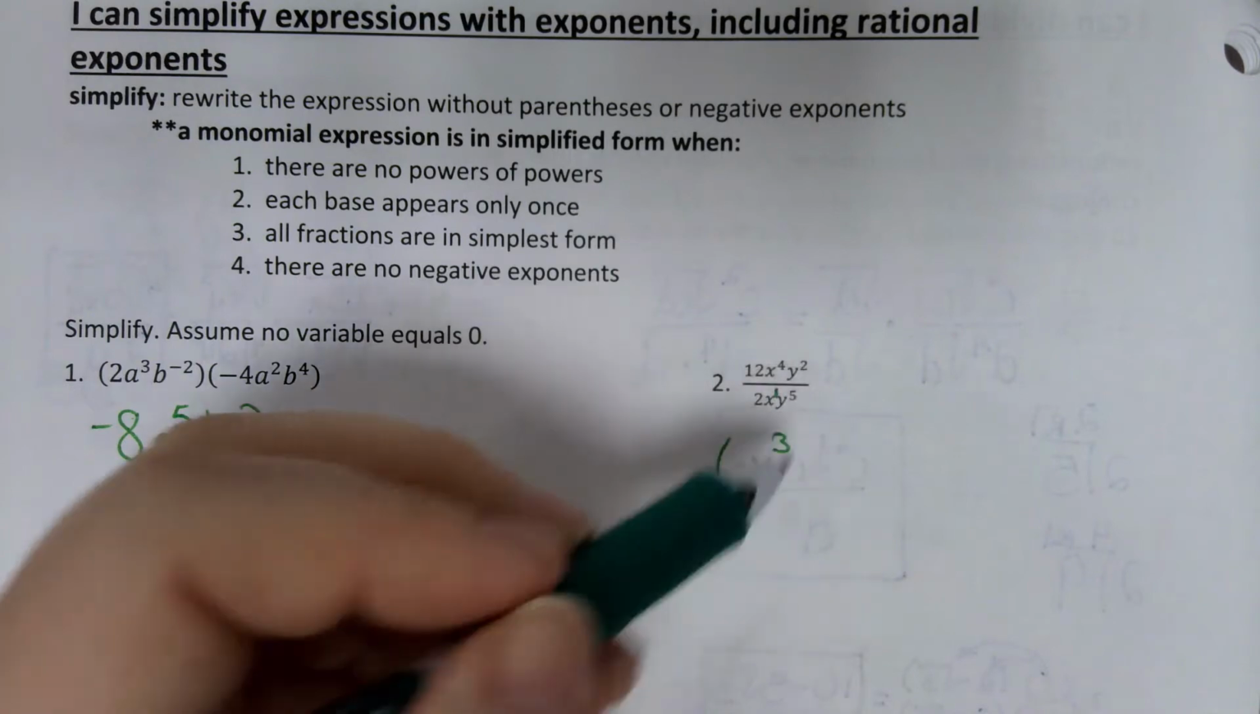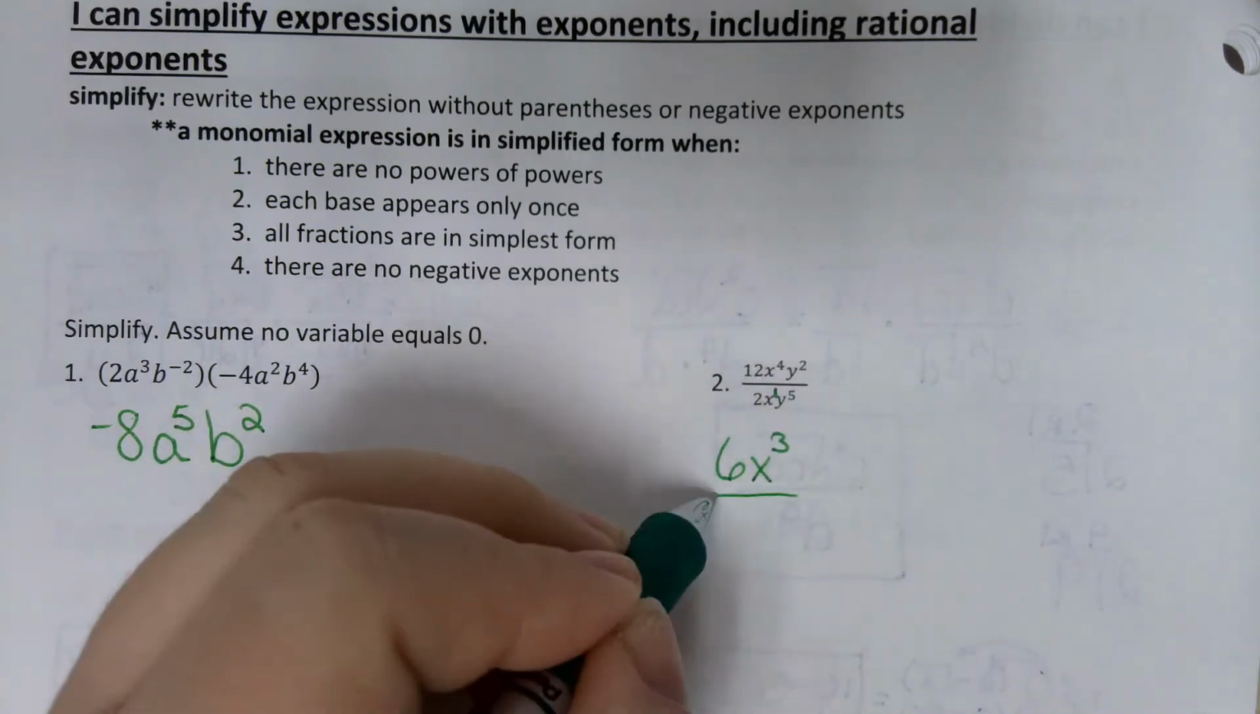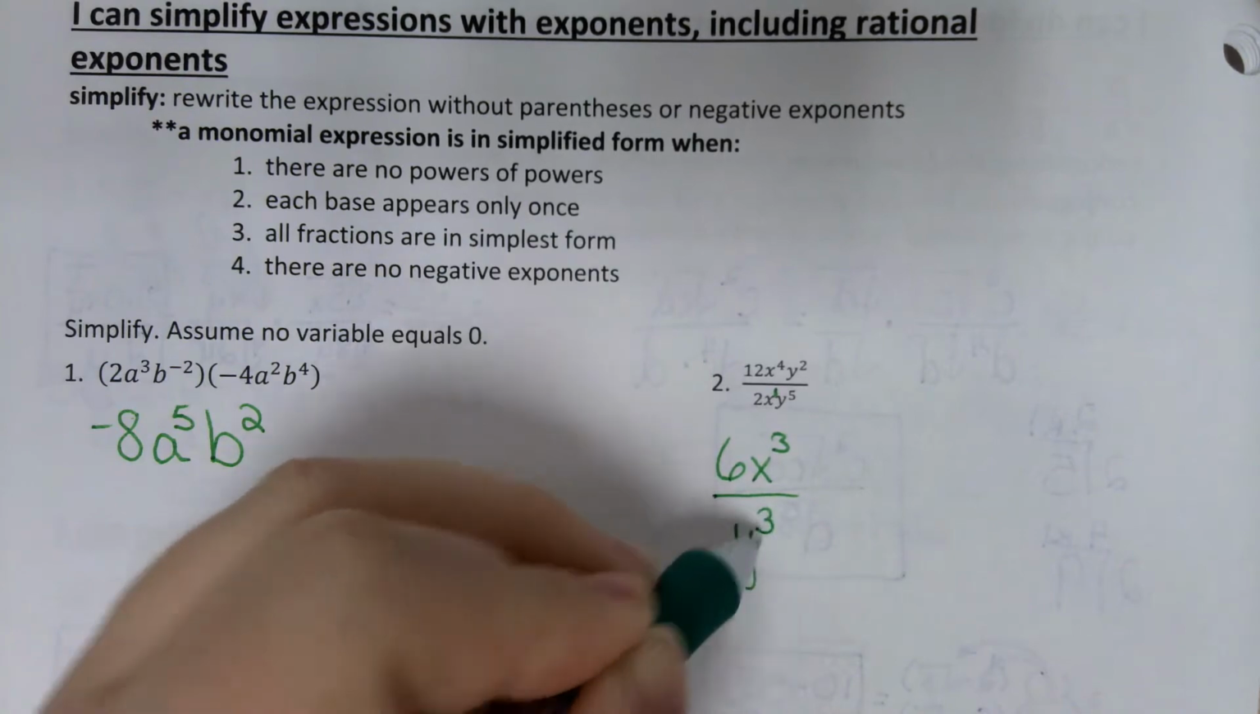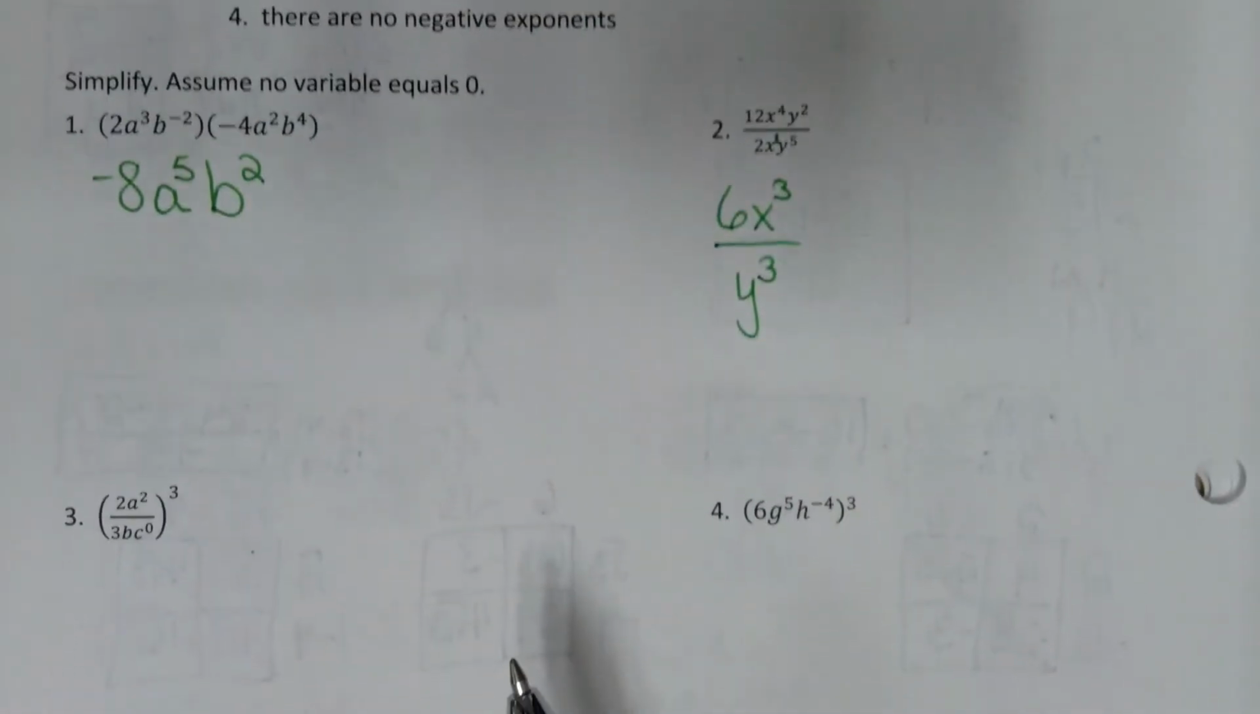5 minus 2 is 3. And since the 5 was on the bottom, y cubed will be on the bottom. It meets all 4 requirements. So we'll move on to number 3.